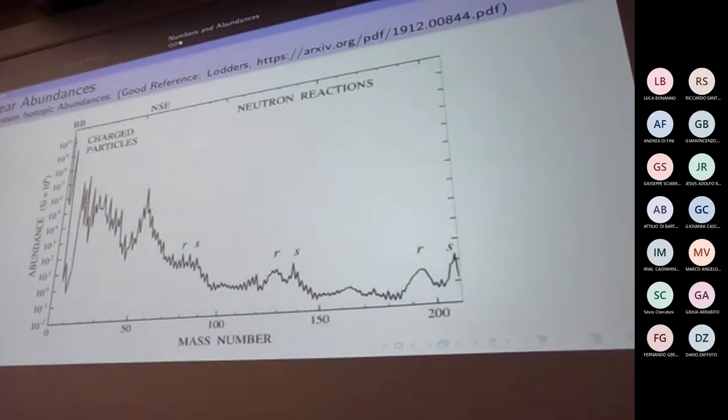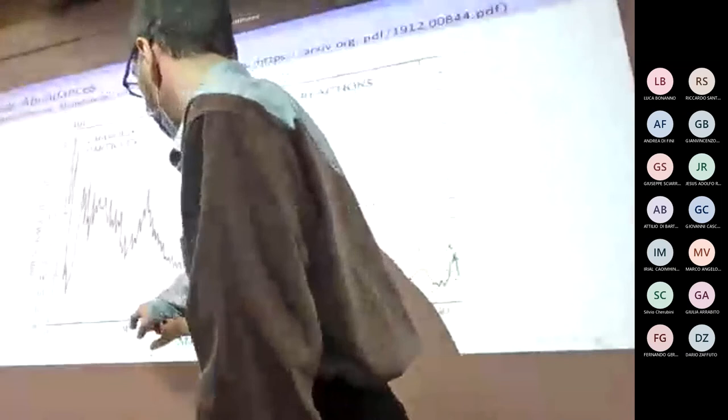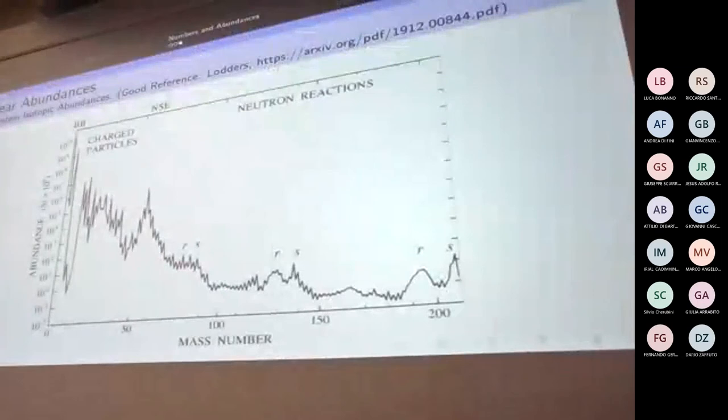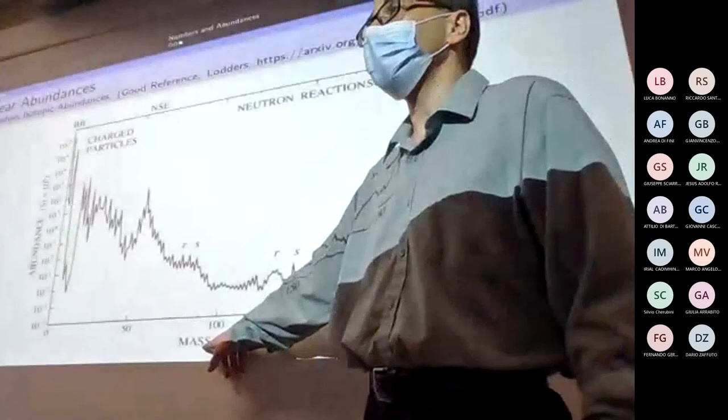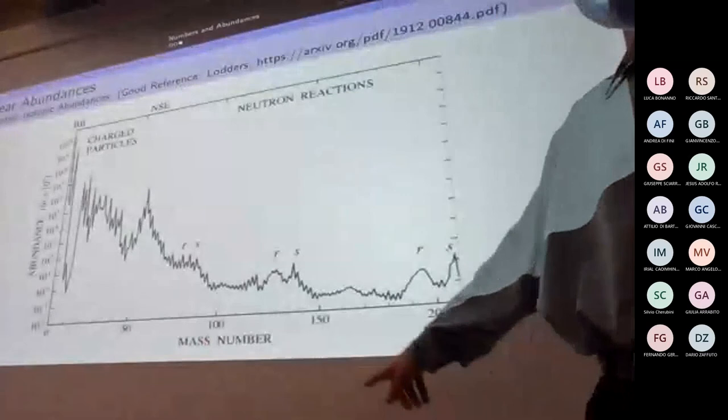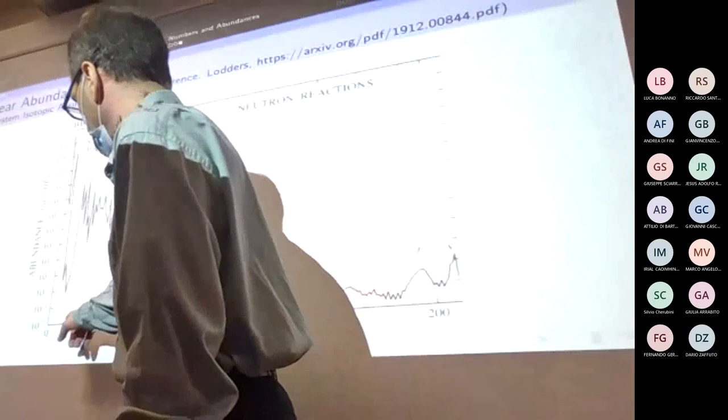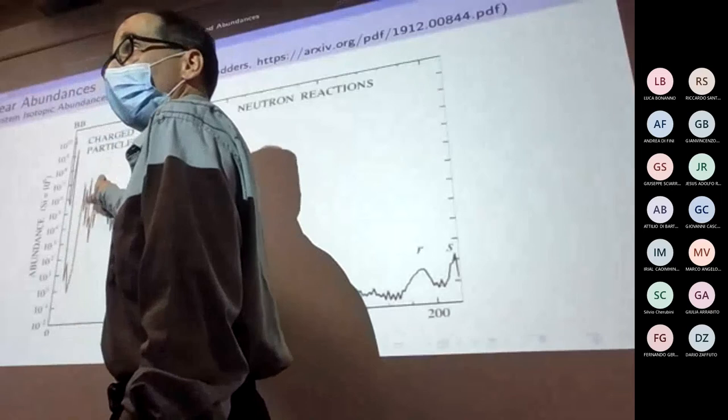A couple other things we want to note. Somewhere around iron or so, there are a lot of elements. Iron is pretty easy to make. By the way, this is mass number, so this is A. This is not Z. We can plot it as a function of Z, but here we plot A. That means if I'm at, say, 12 here, carbon 12, this includes all the elements with a mass of 12, all the isotopes.